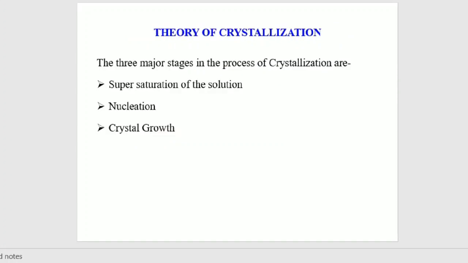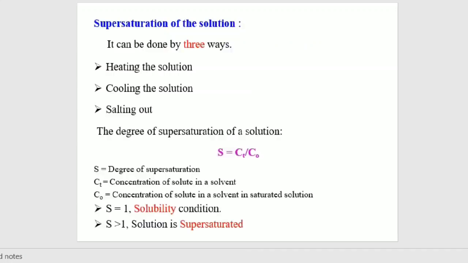And the theory of crystallization. There are three major stages in the process of crystallization. It includes supersaturation of the solution, nucleation, and crystal growth. Now, supersaturation of the solution. It can be done in three ways: by heating the solution, or cooling the solution, or increasing the concentration of salt in the solution, which means it is a salting out method.